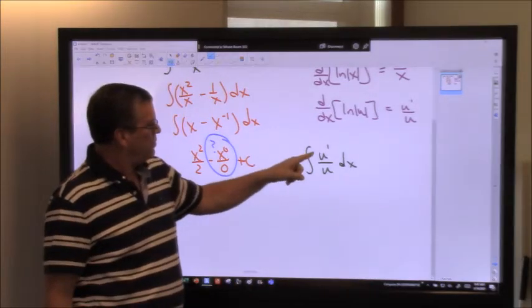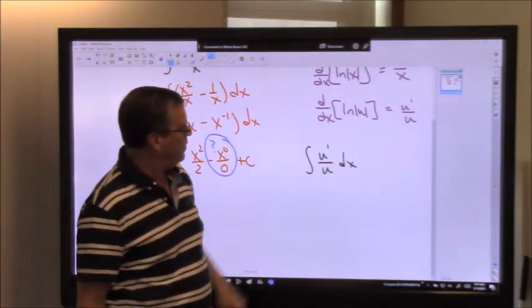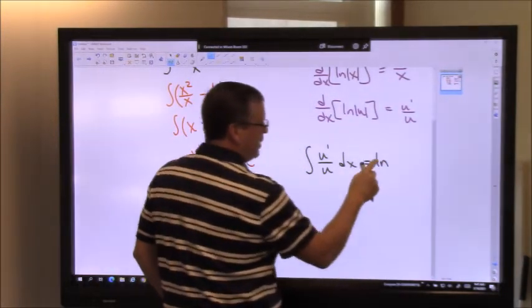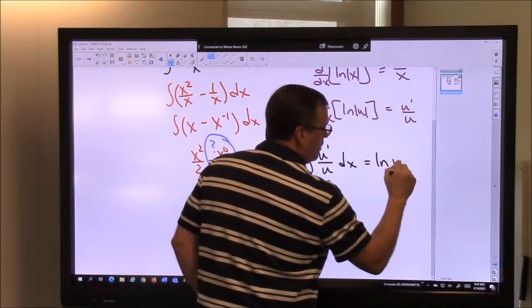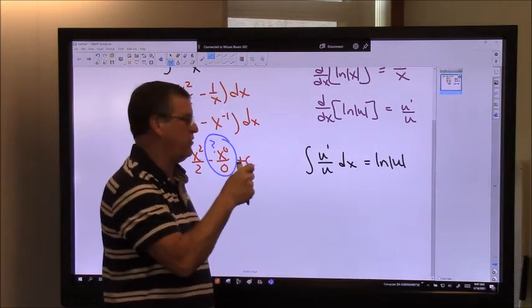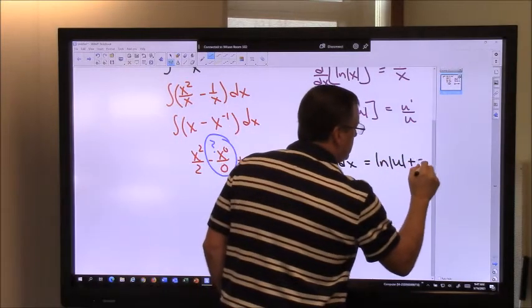All right, so I know I'm going from this back to here, but the main thing is you cannot take the natural log of something negative, so we have to put those absolute value signs in there, and then plus c.